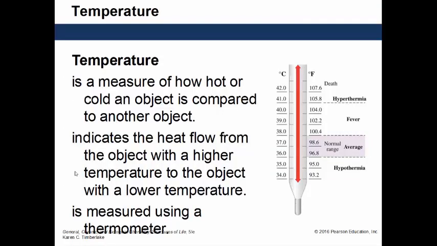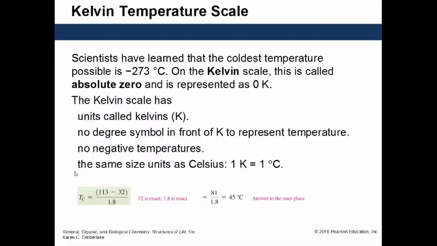Now we'll move on to temperature. Temperature is a measure of how hot or how cold an object is compared to another object. And this will indicate the heat flow from an object from a higher temperature to an object that has a lower temperature. And of course, a thermometer will be used to measure temperature. We've already mentioned briefly the 3 types of scales used to indicate temperature.